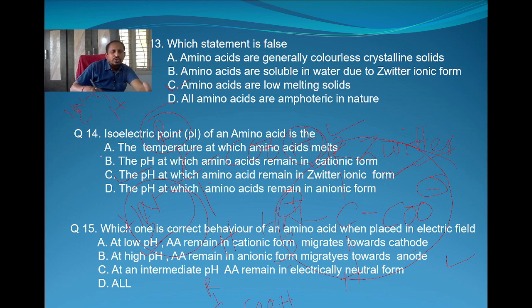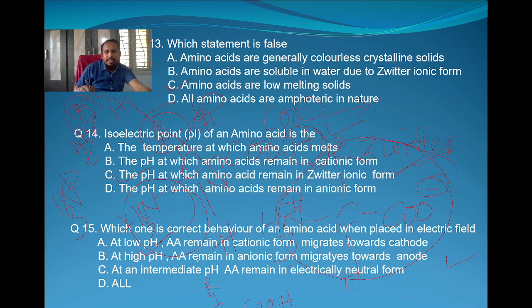So first, at low pH means acidic condition. So in acidic condition, H plus will be there, and at high pH, meaning basic condition, OH minus will be there. So with H plus, this NH2 will be protonated to NH3 plus, that means cationic form. At low pH, the amino acid remains in cationic form, so the cation will migrate to the cathode. That is correct. At high pH, meaning basic condition, COOH converts to COO minus, that is anionic form, and the anion will migrate to the anode. That is correct.